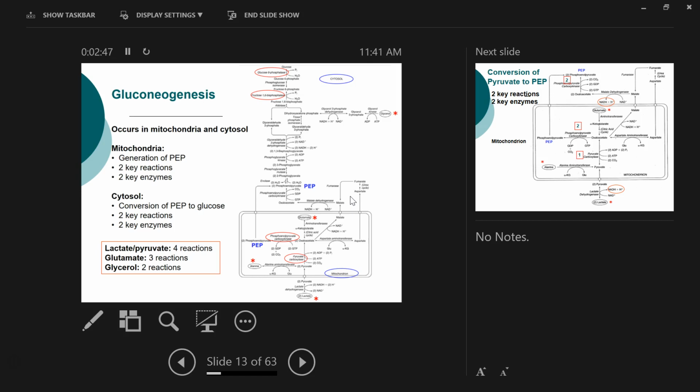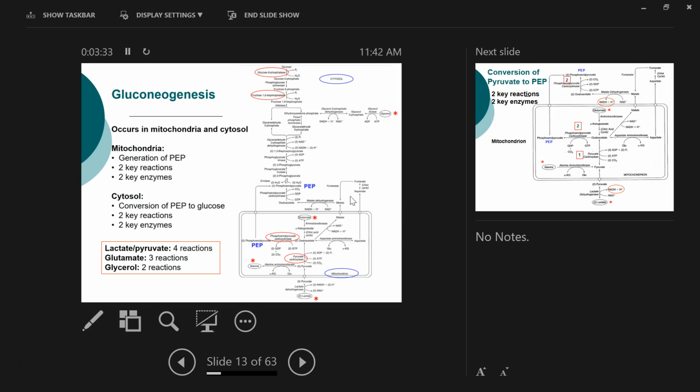Let me just go to the details. Next step. In general, just try to remember that two reactions occur in the mitochondria and the other two reactions in the cytosol, and different precursors probably use different pathways to synthesize glucose. And if lactate and pyruvate are the precursors, they involve the complete four bypass reactions.